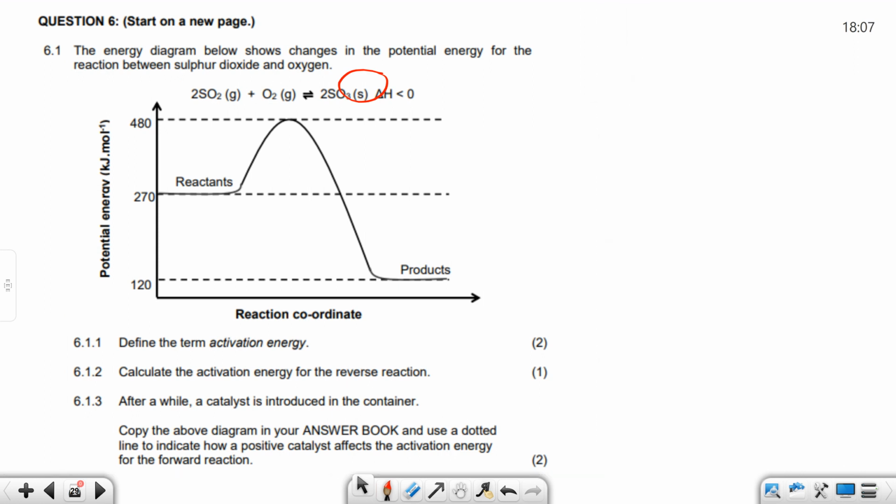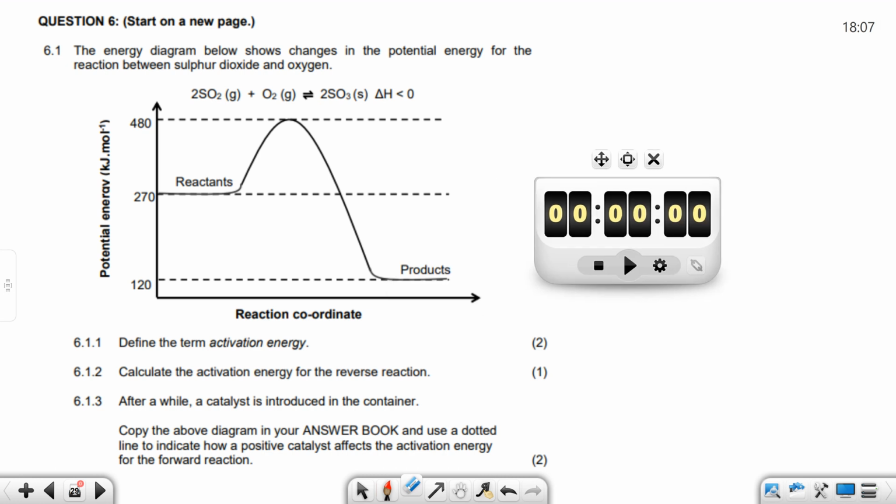Calculate the... I love this one. Guys, can I please ask you to do this one for me? 6.1.2, everybody. Calculate the activation energy for the reverse reaction. I'll give you 2 minutes. This you would find again in multiple choice. Yes, it will be there in multiple choice. Give me a value, please.